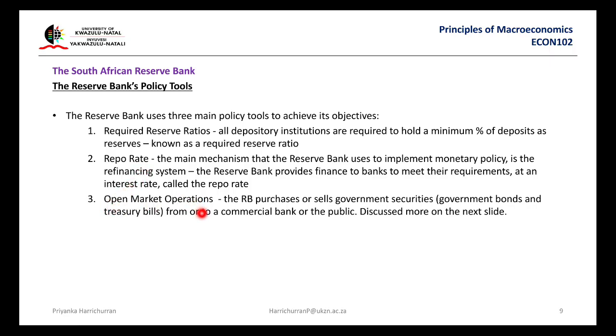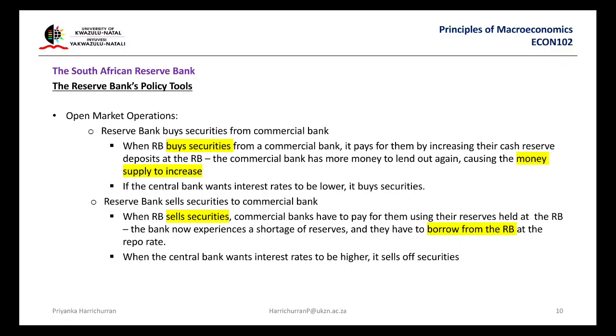Open market operations. So sometimes the South African Reserve Bank will sell things to banks, right? It'll sell bonds and all that to banks, and banks will buy those bonds from them, right? So basically, the Reserve Bank sells things to banks, which is funny, but yeah. The Reserve Bank policy tools.